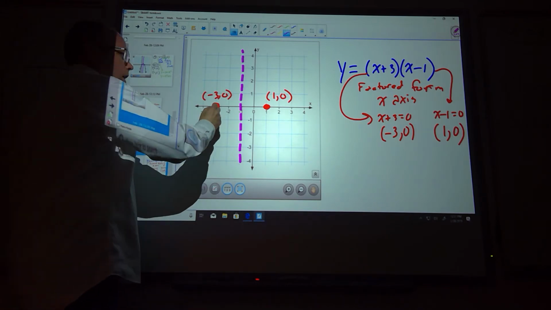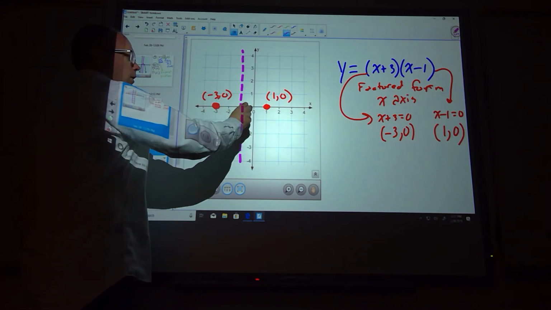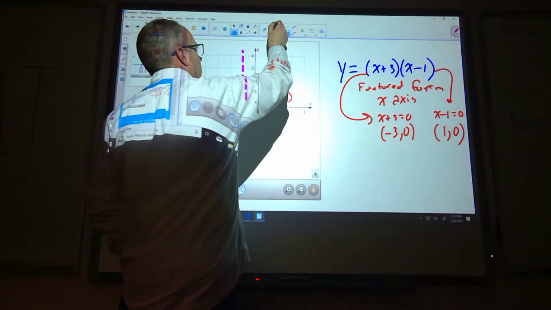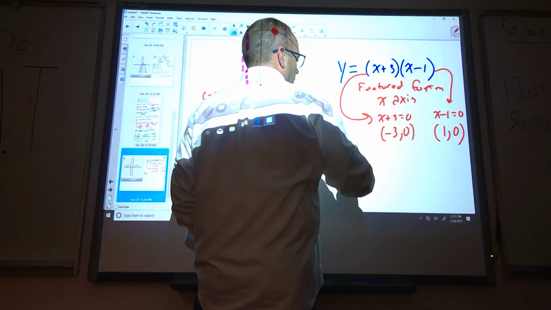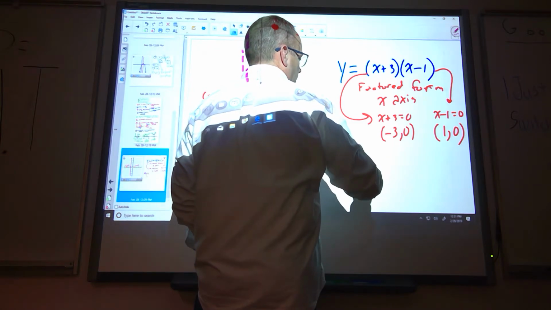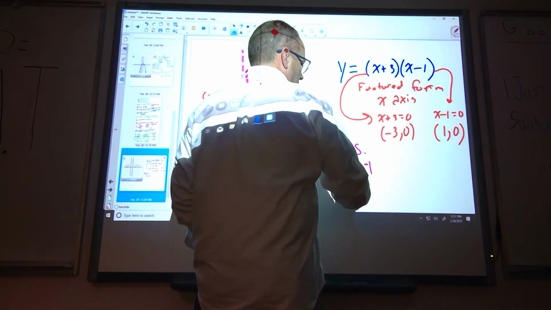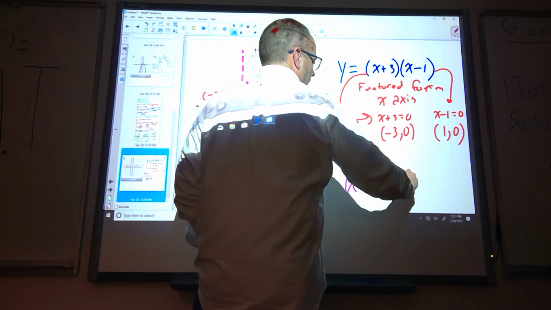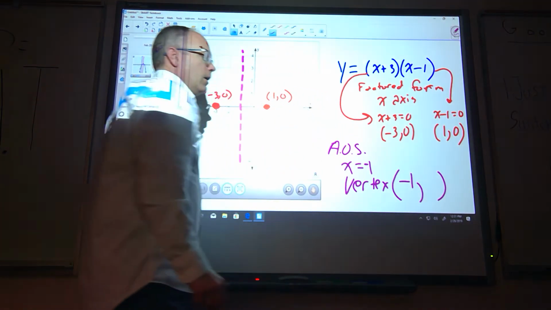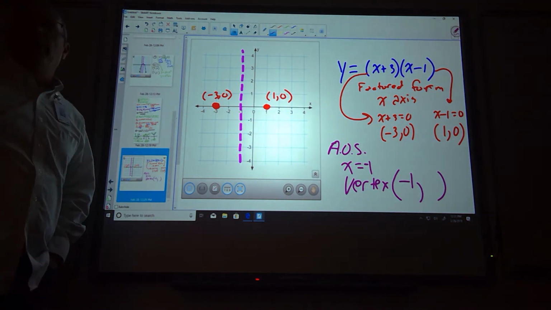So if I count over, I got 1, 2. Yep, and I count over 1, 2. It works. So that tells me that, hey, my axis of symmetry is x equals negative 1. My vertex is at negative 1 comma something. What do I do to get the something?